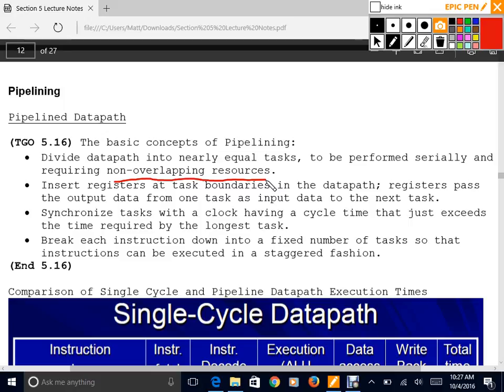Synchronize tasks with a clock, having a cycle time that just exceeds the time required by the longest task. So what we're going to find out is that the instruction that takes the most resources in the data path is load word. And the reason why is that load word essentially requires everything.